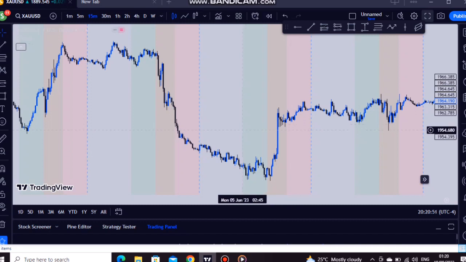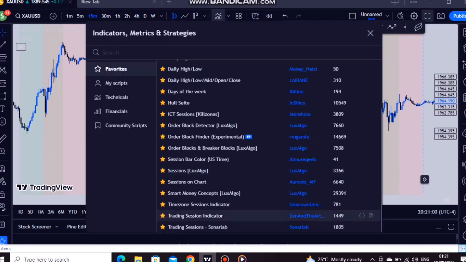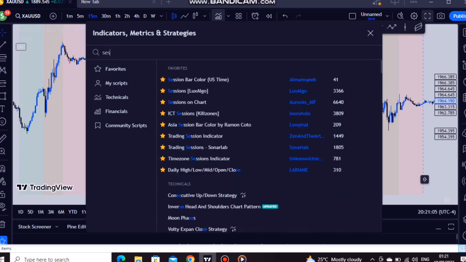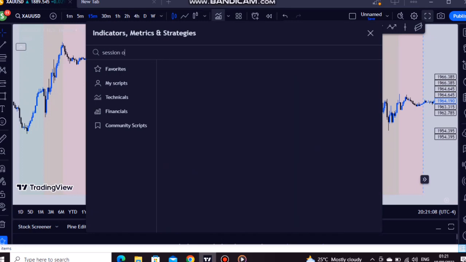We are going to be using one indicator, which is Session on Chart. Just go to your indicators like this, type "session on chart", and you have something like this. Just star it and you are good.